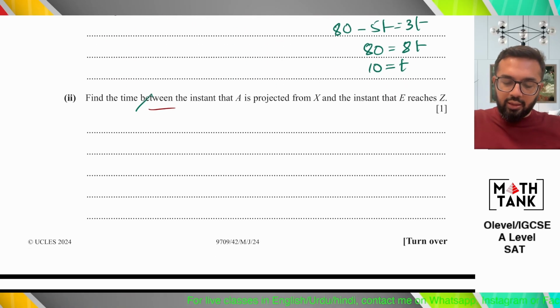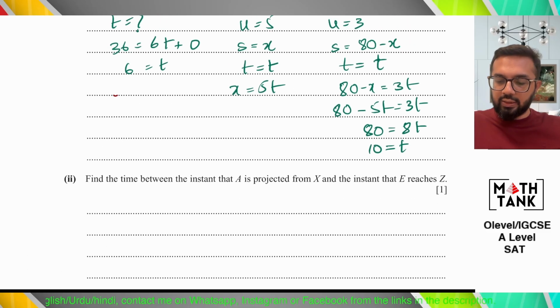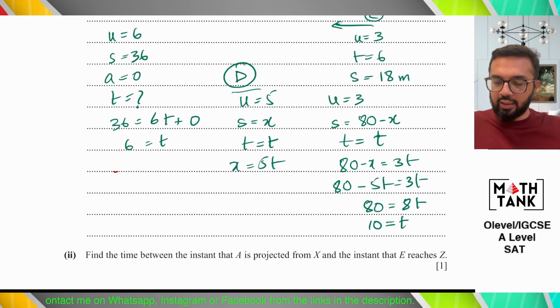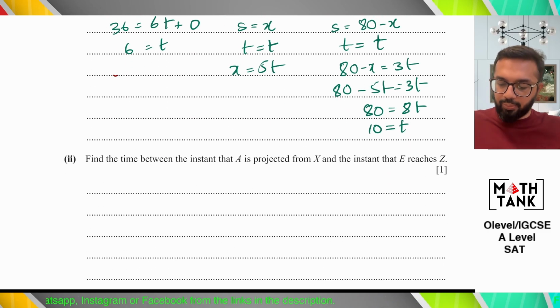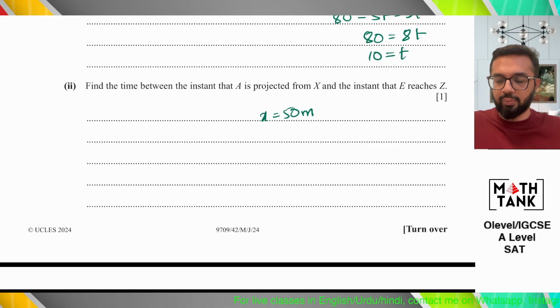Okay, then it says find the time between the instant at which A is projected from X and the instant that E reaches Z. Now E is formed when D and C collide. Okay, at what point have they collided? They've collided at a distance of 50 meters. While this total distance was 98 meters, which means that there was still 48 meters to return to Z.